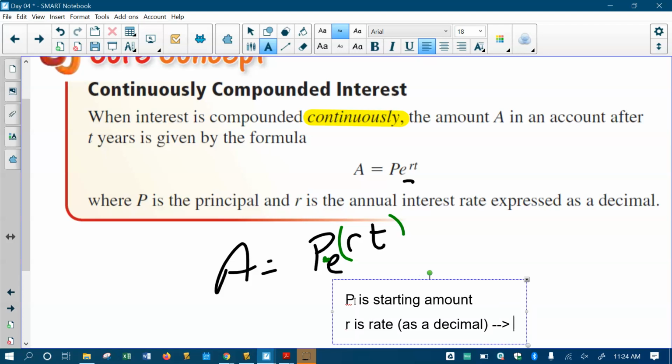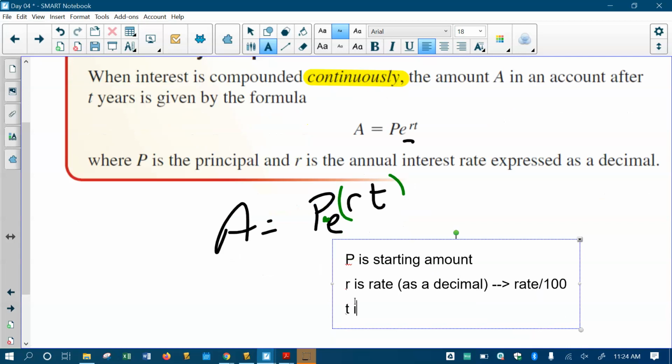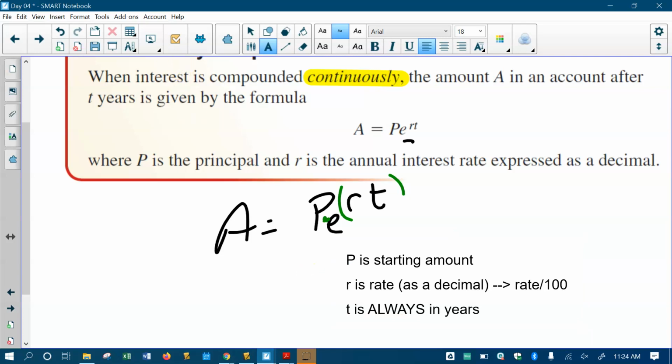Not sure how to do that still. Remember, just take that rate and divide it by 100. And t is always in years. We're going to go to the next page and try a problem.